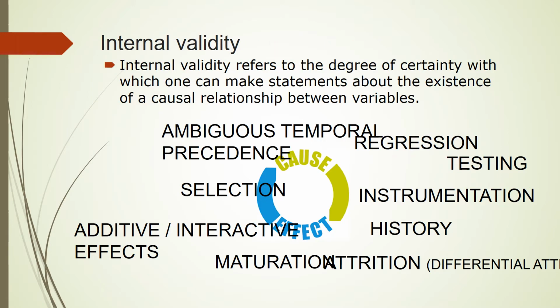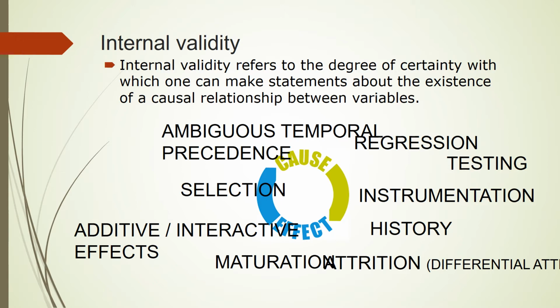So those are a few. Let's move on to internal validity. Internal validity refers to the degree of certainty with which one can make statements about the existence of a causal relationship between variables. And there are several of the internal validity threats listed here.